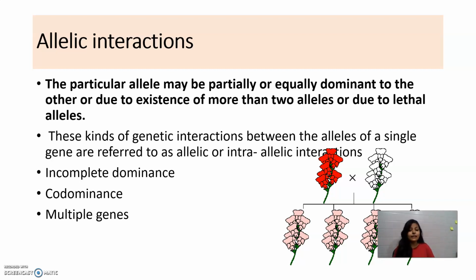In case of multiple alleles, the alleles are counted in the population. They are not present in a single individual. A diploid organism will have only 2 copies of those alleles.